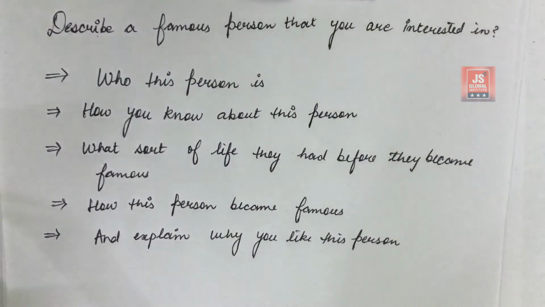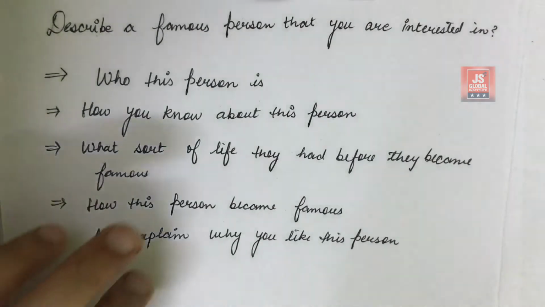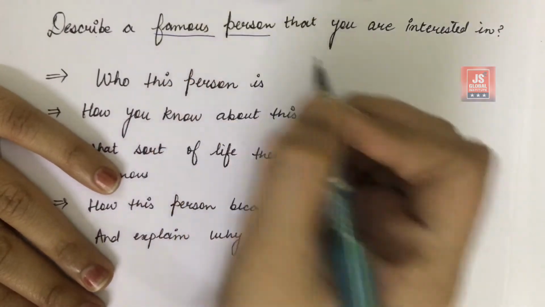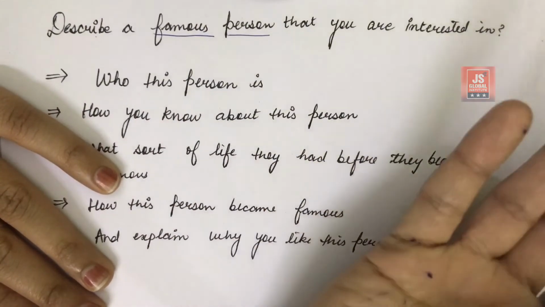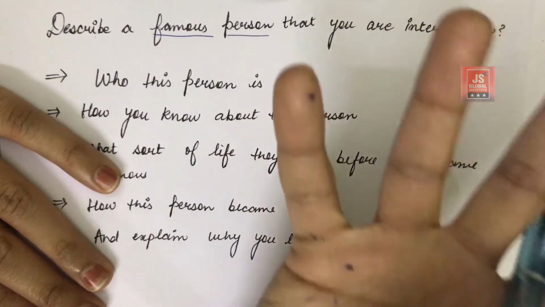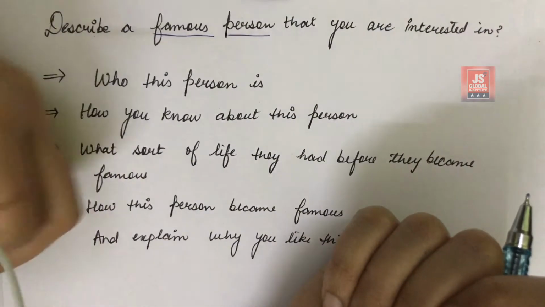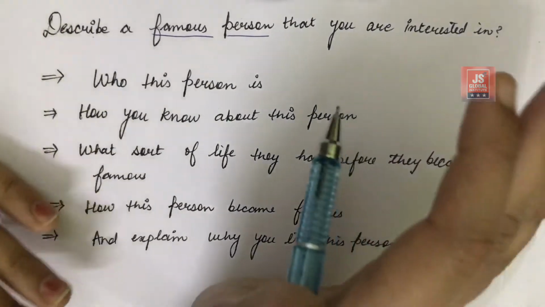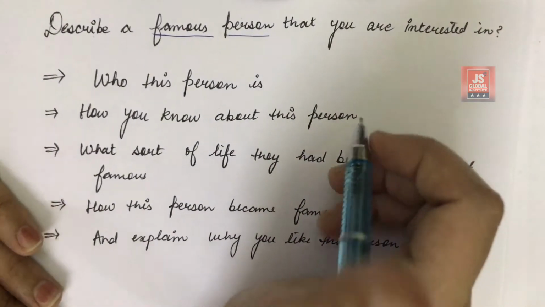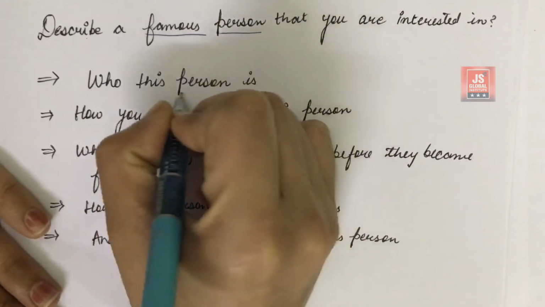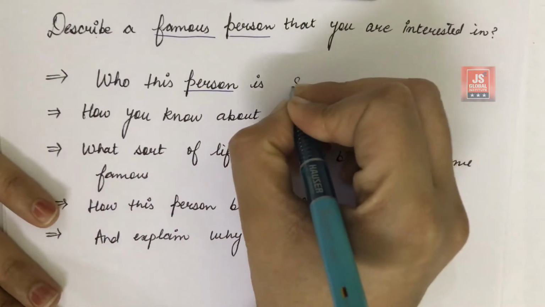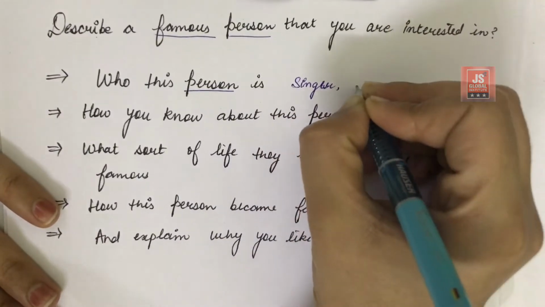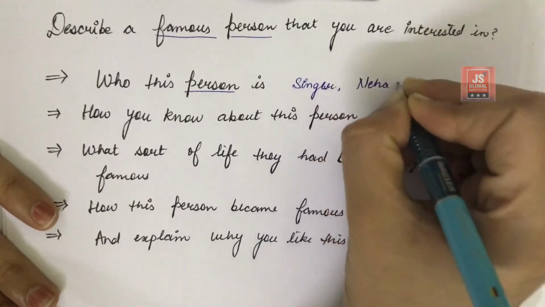Okay, so the question here is, describe a famous person that you are interested in. As I have mentioned earlier, the famous person that you are going to talk about should be a personality that you have content about. Okay, for example, you can talk about our prime minister, or you can talk about a singer. Okay, so here in this cue card particularly, I am going to talk about a singer. So who this person is, she's a singer, and I am also going to mention the name of that singer, which is Neha Kakkar.